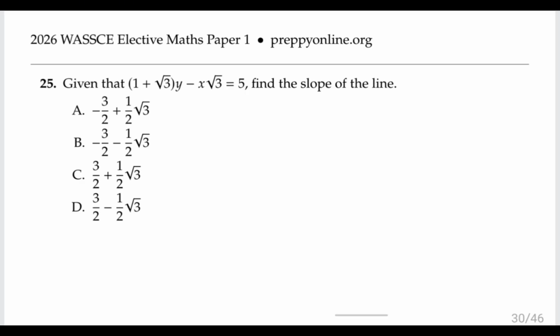Question 25. Given that 1 plus the square root of 3 times y minus x root 3 is equal to 5, find the slope of the line. So to find the slope of the line, we know that if you write the equation of a line as y equals mx plus c, then the slope is m.